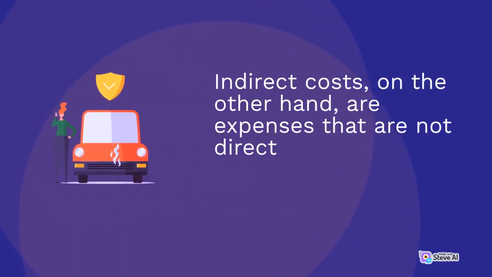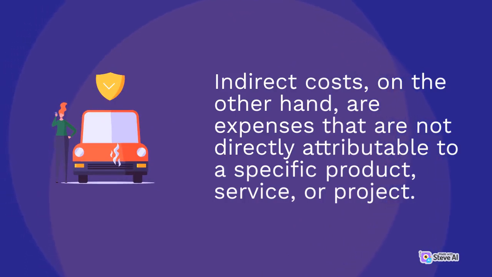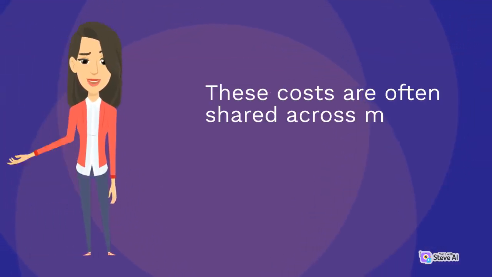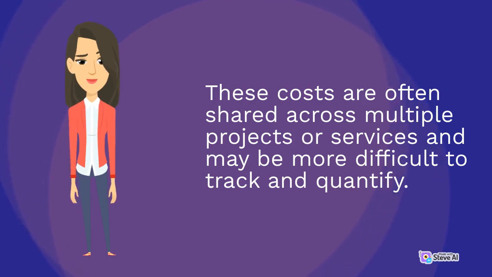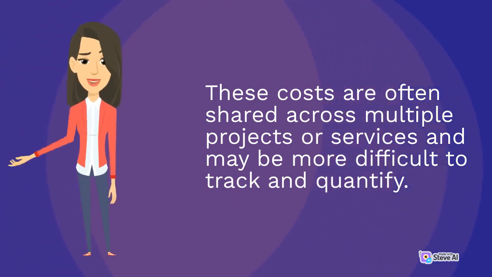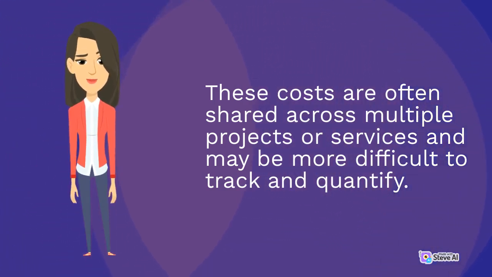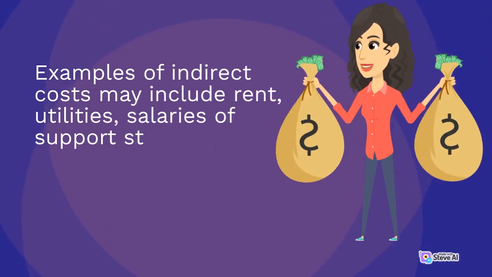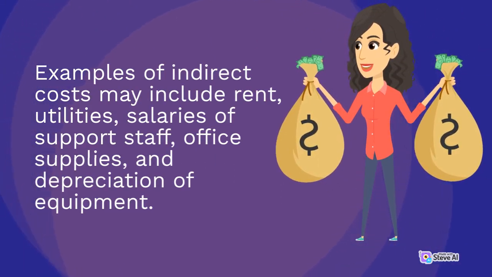Indirect costs, on the other hand, are expenses that are not directly attributable to a specific product, service, or project. These costs are often shared across multiple projects or services and may be more difficult to track and quantify. Examples of indirect costs may include rent, utilities, salaries of support staff, office supplies, and depreciation of equipment.